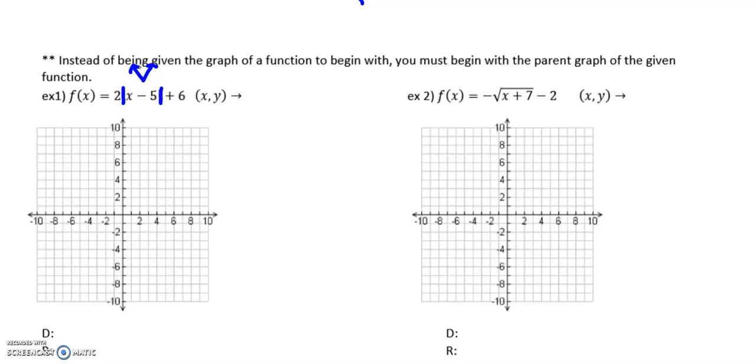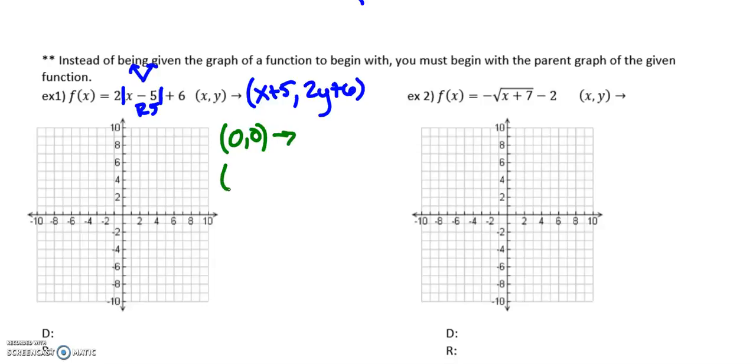I look at the X, Y, and I know that my transformations are going to be X plus 5, because I'm moving right 5 from right there. And then 2Y plus 6, because I have the multiplication of the stretch factor, and I'm adding 6 at the end. The key is, I don't necessarily have a graph right before this one to go back to. I've got to go the whole way back to my parent graph. And if I go to the parent graph of an absolute value, I find that it goes through 0, 0, 1, 1, negative 1, 1, and you can keep going if you want with more.